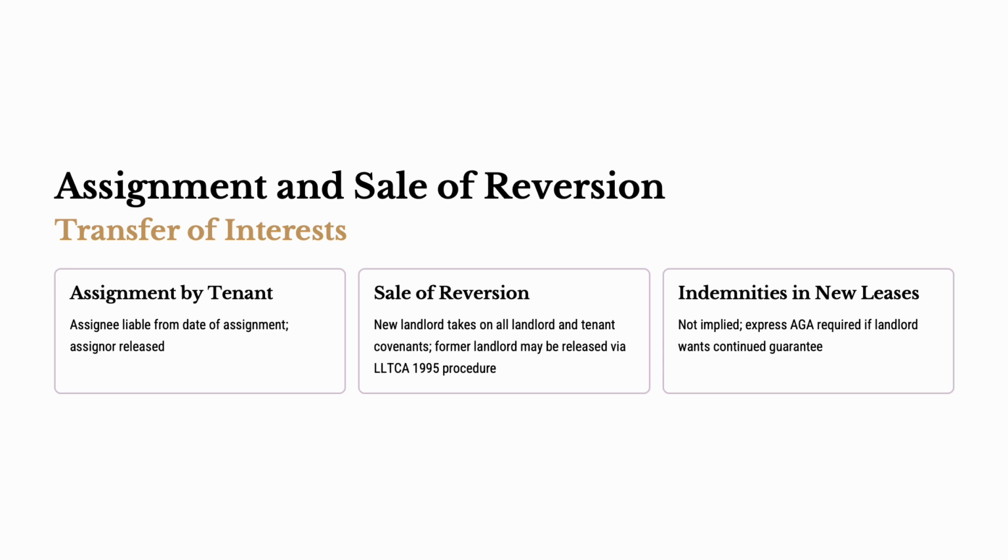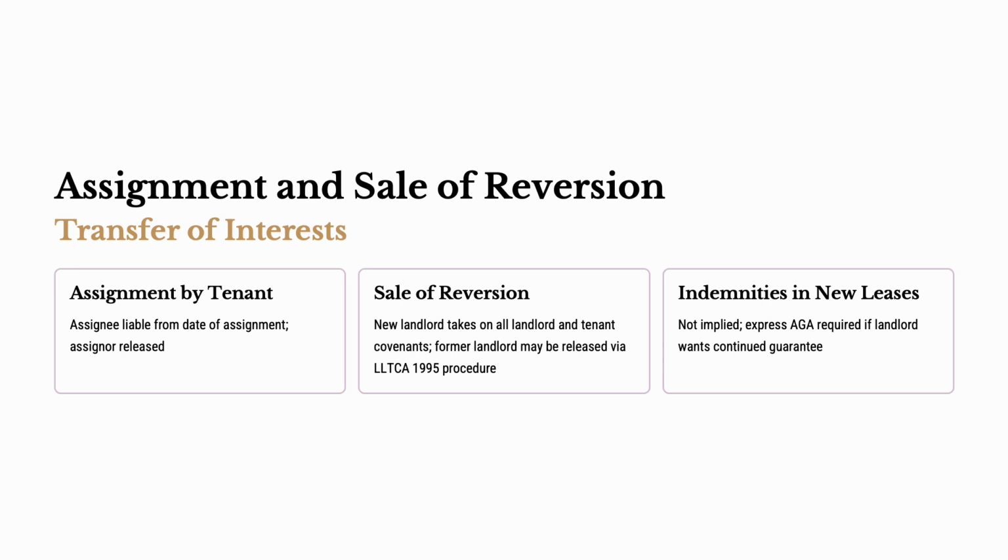On sale of reversion, the new landlord takes on all landlord-tenant covenants. At that point, the Act provides a procedure allowing former landlords to apply for release from continuing liability. If the tenant does not object within the prescribed time limit, the release is automatic. So indemnities are not applied in new leases.